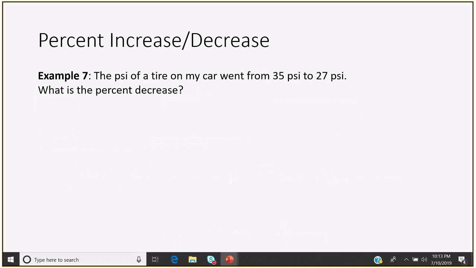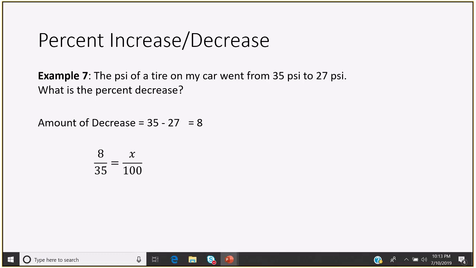The PSI on my car went from 35 PSI to 27 PSI, pounds per square inch, I believe. What is the percent decrease? So I want to figure out what percentage of the pressure has left my tires, essentially. Okay, so the amount of decrease, we have to do a little bit of work to find that. We started with 35, we went to 27, so the decrease, we subtract, we get 8. And then to set up the proportion, we have the amount of decrease over the original amount, which was 35, and then we have that over the percentage x over 100.